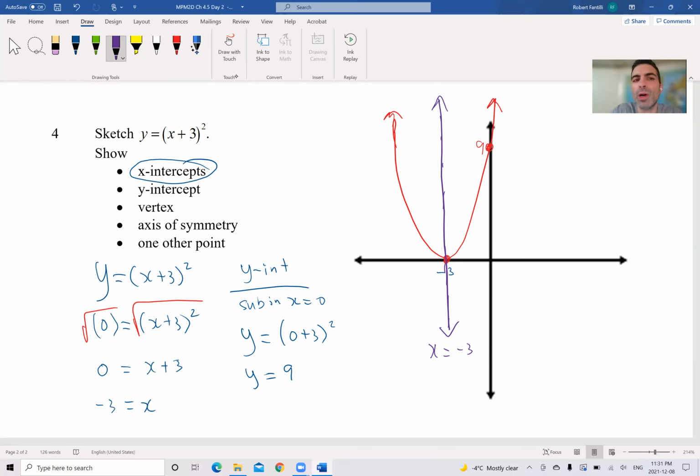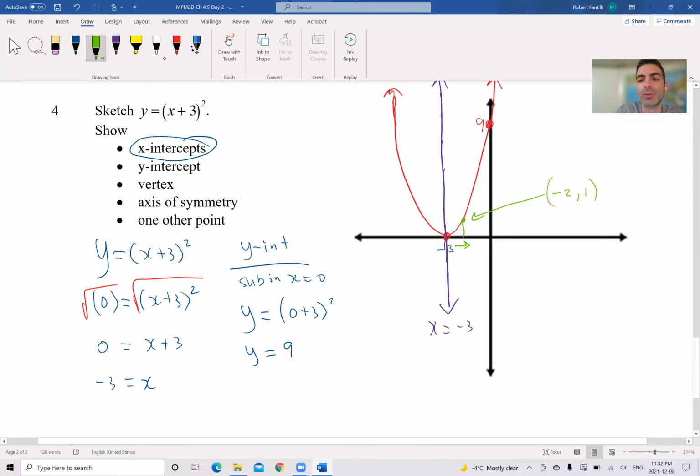One other point. How am I going to find one other point on my graph? Well, we do know that this is neither stretched nor compressed. That value of A is 1 in front there. So if you think about it using common sense, if I go over 1 from negative 3, so let's say I go to the right 1, then I'm going to go up 1. That means that point right there has to be negative 2, 1, because I was at negative 3, 0. If I go 1 to the right, I'm at negative 2, 1. So there's one other coordinate following that.